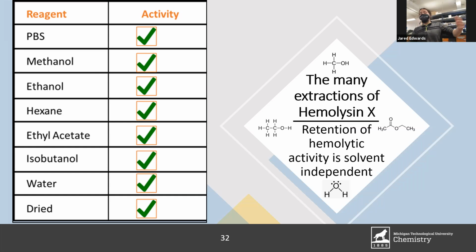You can even dry up the sample and then reconstitute it in a new solvent, and it'll be active again. So it's a very amphipathic molecule. It's showing no true preference towards polar or non-polar. It can go into all of these, and it's likely a mixture of very similar molecules overall. So what we really need to do from there is to work on purification of this complex mixture. If you can go next, please.